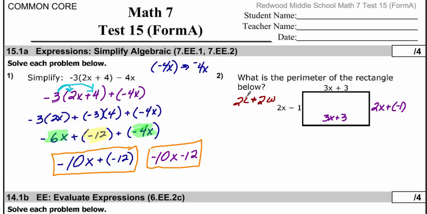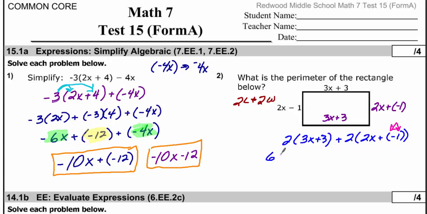We're going to use this formula, 2 lengths plus 2 widths. So we have 2 lengths, 3x plus 3, and 2 widths, 2x plus negative 1. And we are going to multiply, so 2 times 3x plus 3, that's my 2 lengths, plus 2 times 2x plus negative 1. These are called nested parentheses, by the way, when you put parentheses inside parentheses. Again, the only purpose of these parentheses right there is to separate the negative 1 from the plus sign. So we are ready to go ahead and do just like we did with our rainbows.